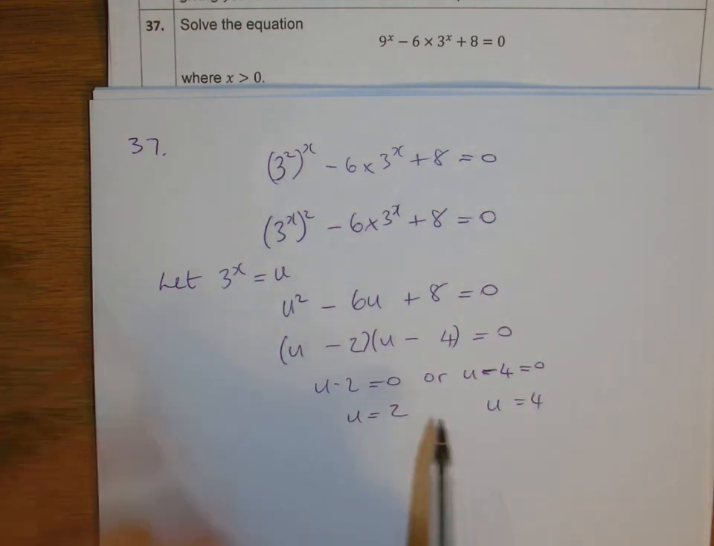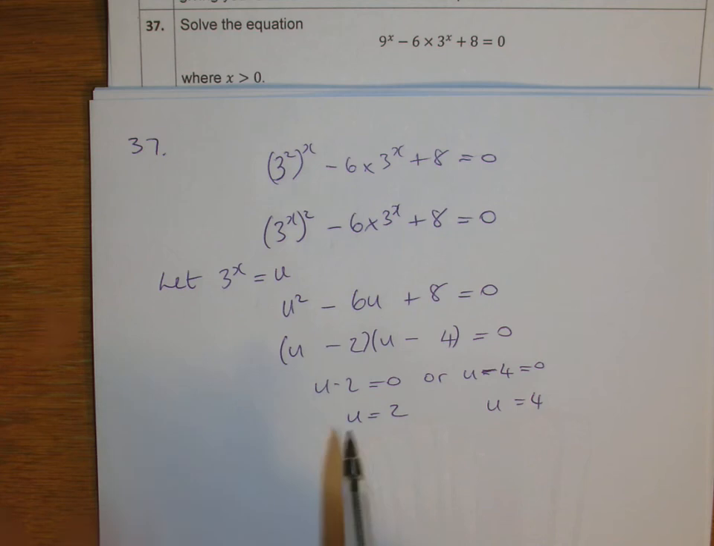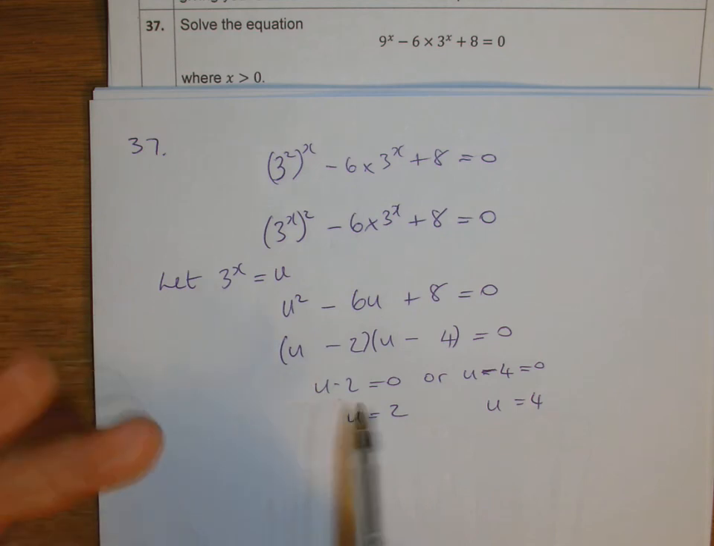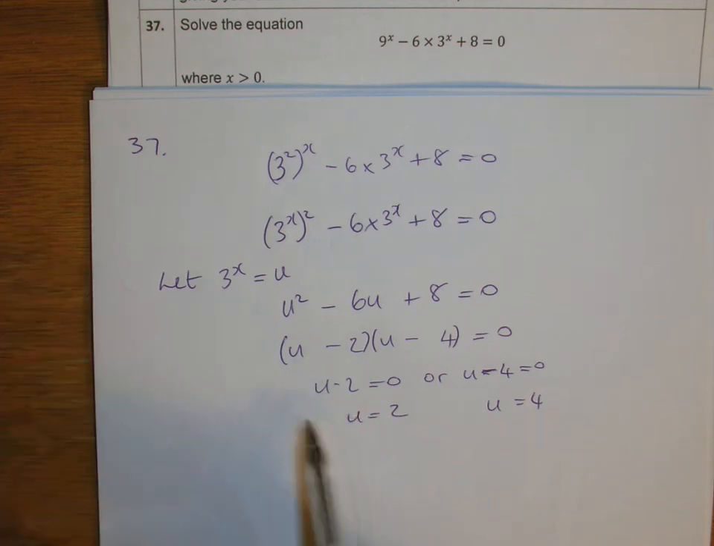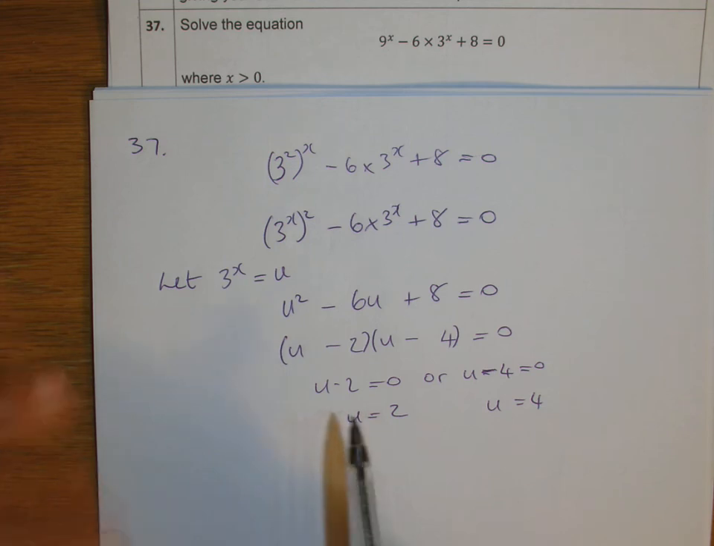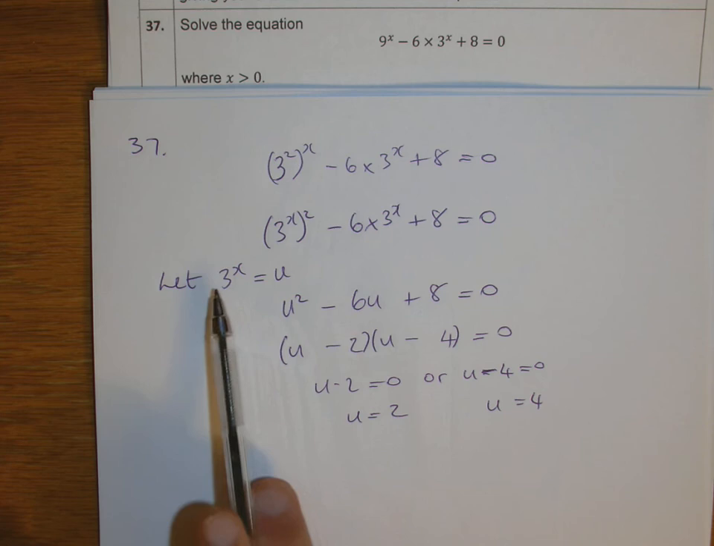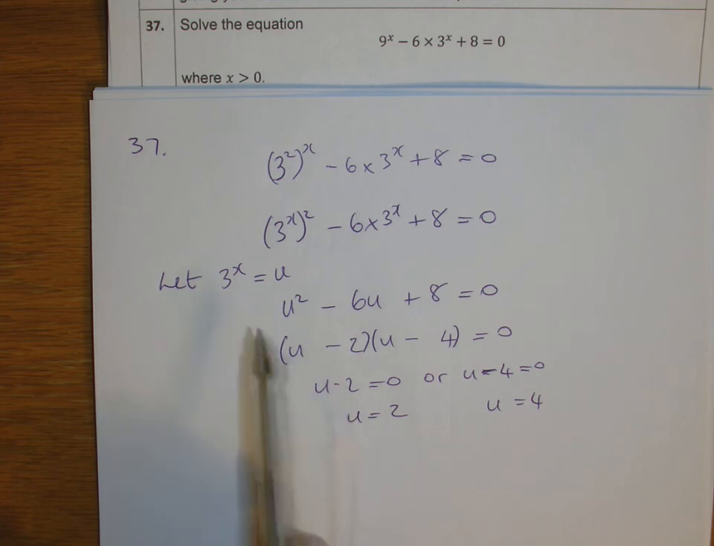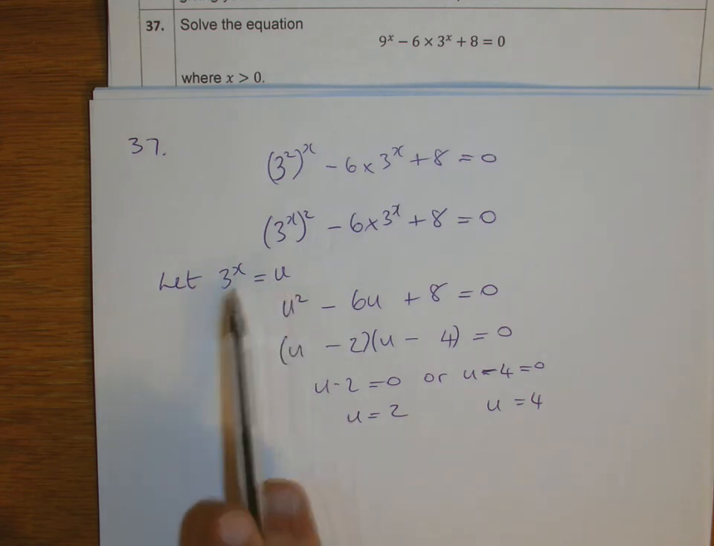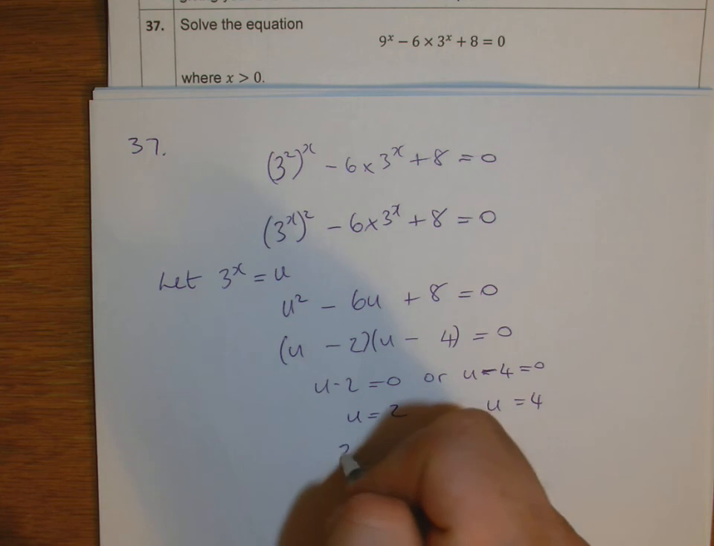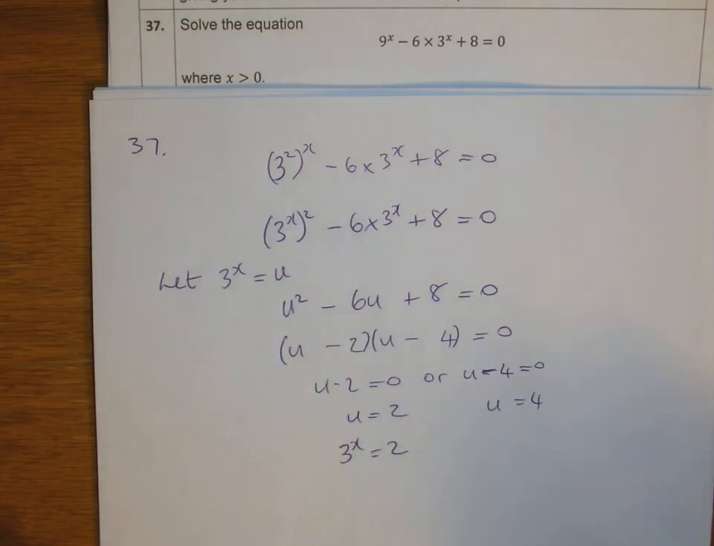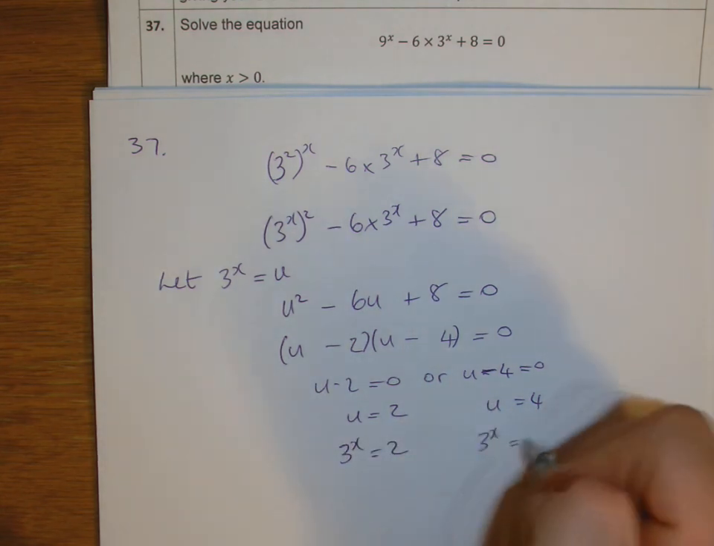Now we've got answers. However, of course, we want to work out what x is, don't forget. u is just something I made up. It's a temporary measure just for us to see this quadratic. So what I'm going to do now is replace u with what u actually is. Remember, u is just 3 to the x. So I've got 3 to the x equals 2, haven't I? And the same here, 3 to the x equals 4. Now I've got these to solve.